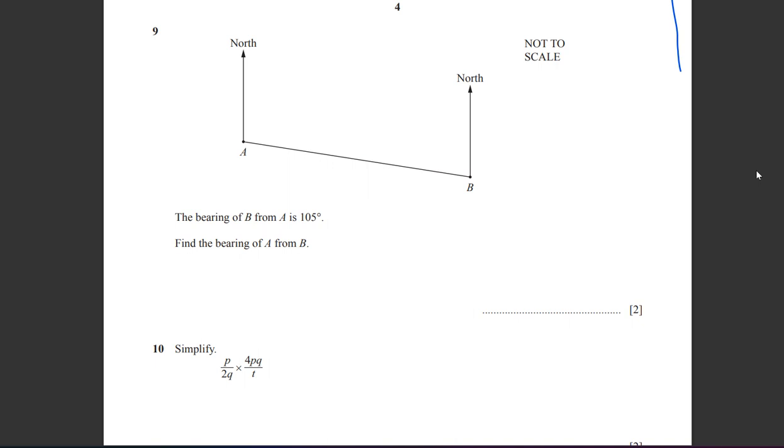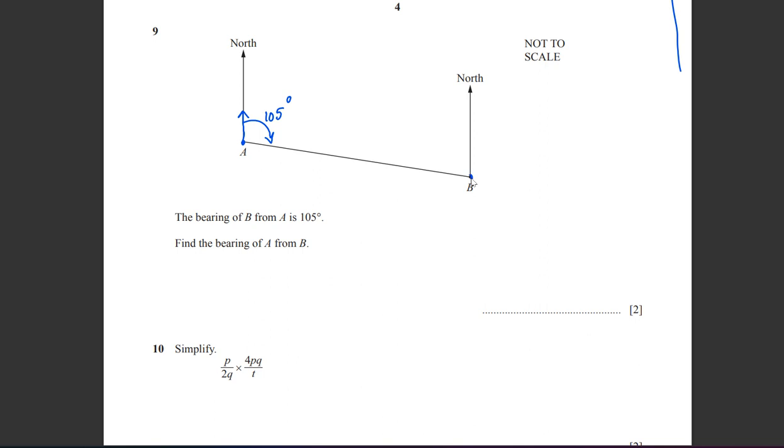Okay, for question number 9, he's telling me the bearing of B from A. Of B from A means I am standing on A, looking to the north, then twist my face to B clockwise, like this. So this is 105. Great.